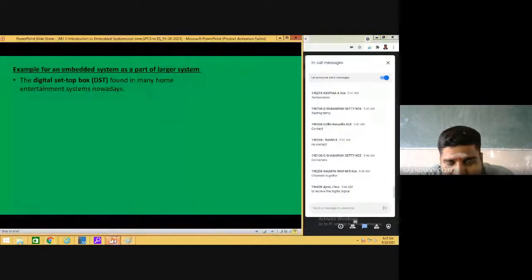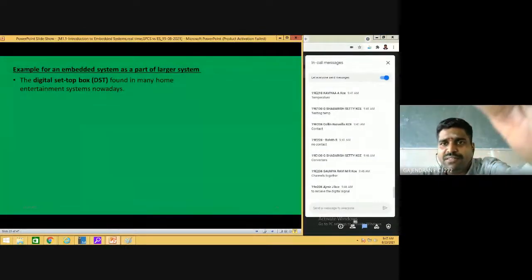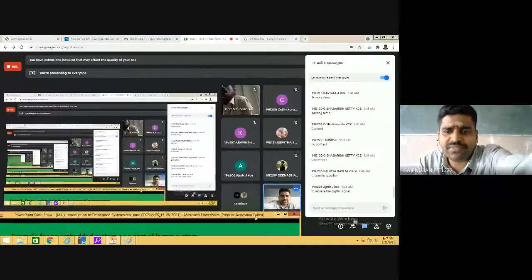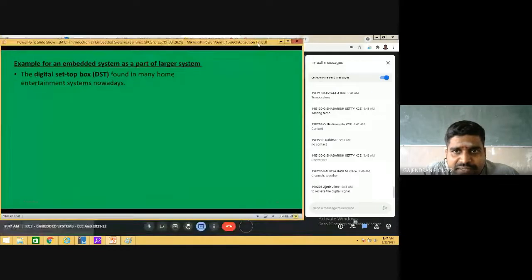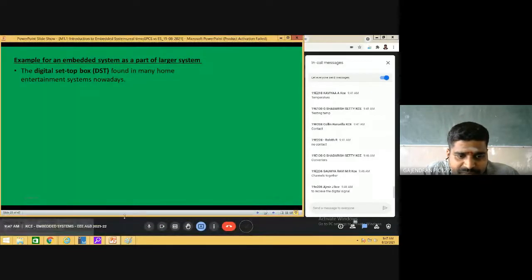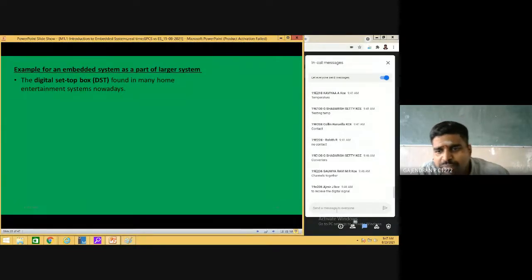It receives the digital signal to operate the TV. Okay, receive the digital signal. By receiving the digital signal, it helps to operate the TV. Many of them have typed: to receive the digital signal.